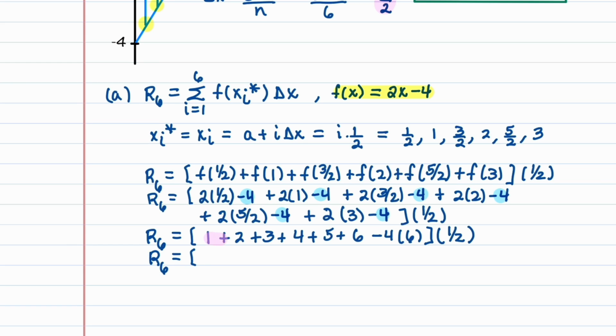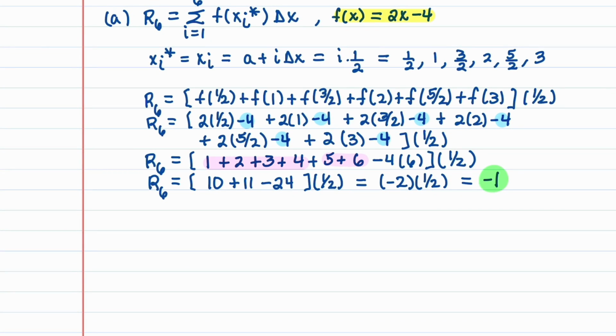We can add these numbers first. That's going to give us 10. And then we'll add these numbers. So that's 11. So we have 10 plus 11. And then we'll subtract off 24, multiply this by 1/2. And this gives us 22 minus 24. So this is minus 2 times 1/2. And that gives us a value of minus 1. And that's what our Riemann sum is equal to when we use right endpoints.